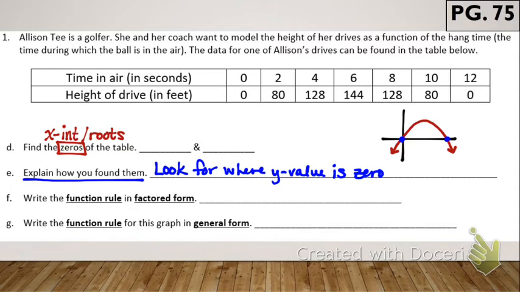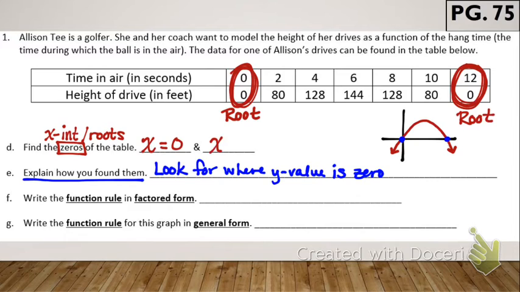Do you guys see that on the table anywhere? Yep, we've got one right here. So here's a root. And then we've got another one right over here. So this would also be a root. The x parts of those ordered pairs: x is 0 and x is 12. We've written these as ordered pairs. I want you guys to be able to go back and forth between writing them as ordered pairs or writing them as x equals.